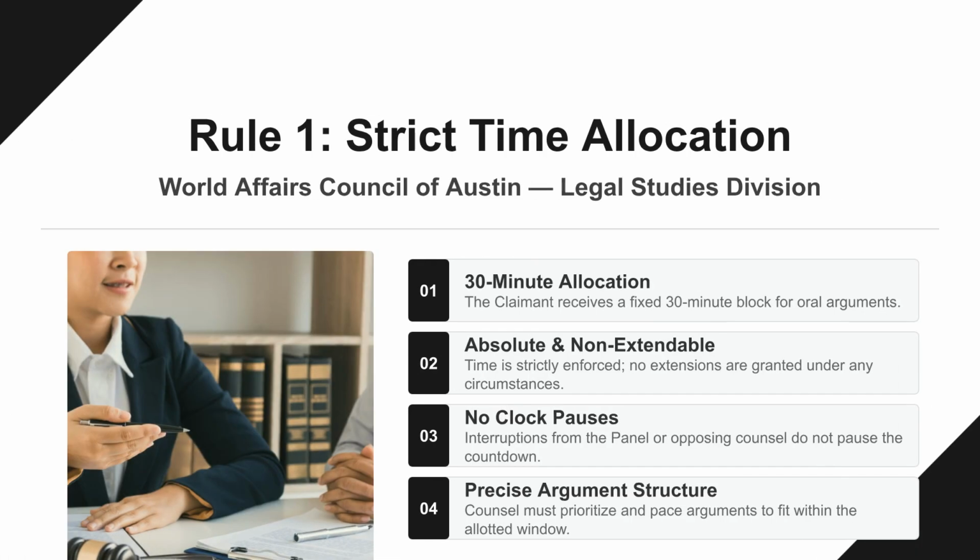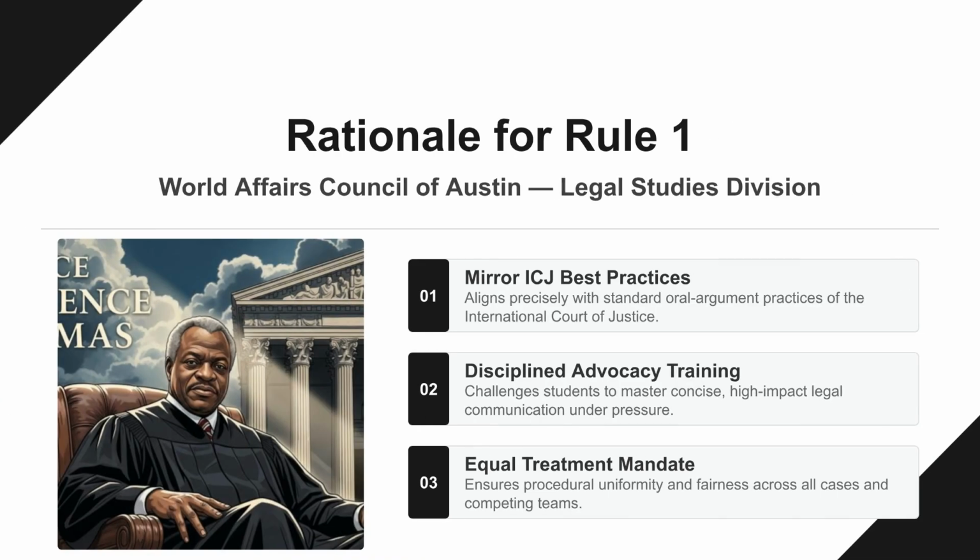It dictates a 30-minute allocation for the claimant, which is absolute and non-extendable. There are no clock pauses, and counsel must utilize a precise argument structure. The rationale for Rule 1 is to mirror ICJ best practices and provide disciplined advocacy training. It also serves as an equal treatment mandate.